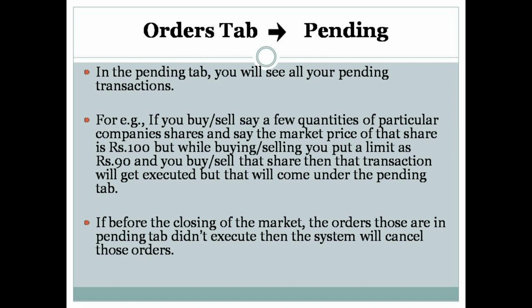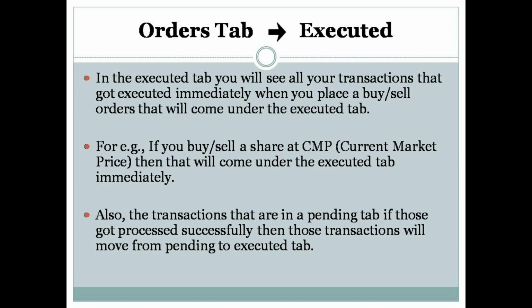For example, if you buy or sell say few quantities of particular company share, and say the market price of that share is rupees 100, but while buying or selling you put a limit as rupees 90, and you buy or sell that share, then the transaction will not get executed immediately, but that will come under the pending tab. If before the closing of the market the orders those are in pending tab didn't execute, then the system will cancel those orders.